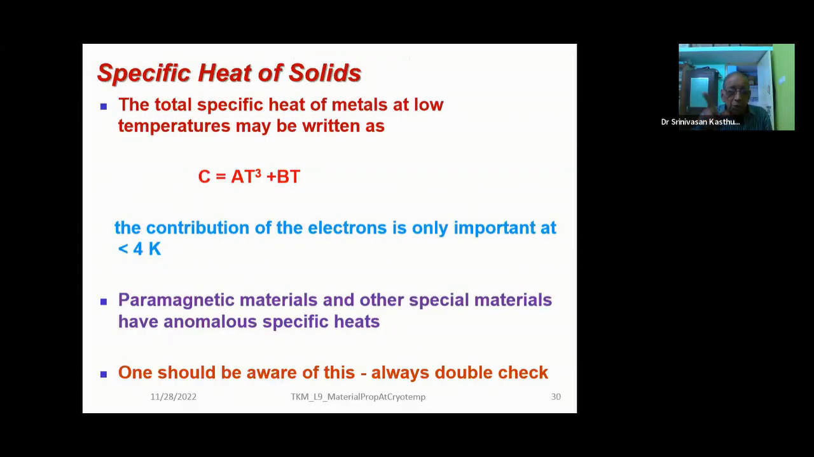So now combine these two. What we have said is there is a lattice specific heat, and there is a specific heat due to electrons. If you combine these two, the total specific heat variation at low temperature can be shown as C is equal to AT cube plus BT, where A and B are constants. So there is a cubic term, and there is a linear term.